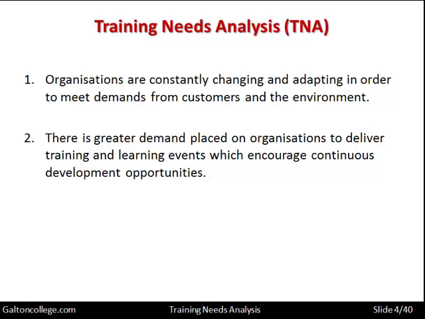There is greater demand placed on organizations to deliver training and learning events, which encourages continuous development opportunities. So organizations must factor in the need for training and get tooled up for effective training methods to ensure that their staff are effectively trained so that they have the right competencies, the right training, the right abilities to be able to produce efficiently and effectively and meet the requirements of the customers in terms of quality, delivery date, and so on.